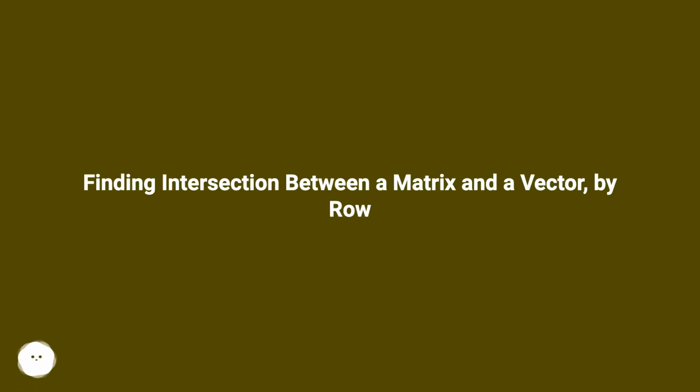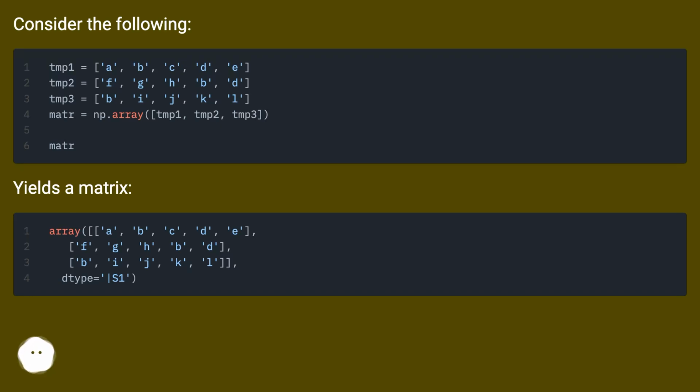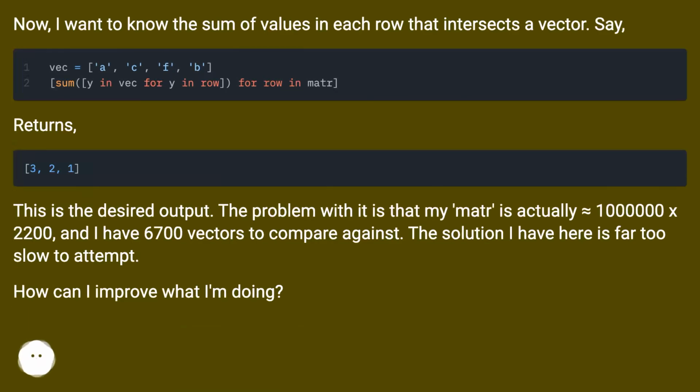Finding intersection between a matrix and a vector, by row. Consider the following. Yields a matrix. Now, I want to know the sum of values in each row that intersects a vector. Say, returns. This is the desired output.